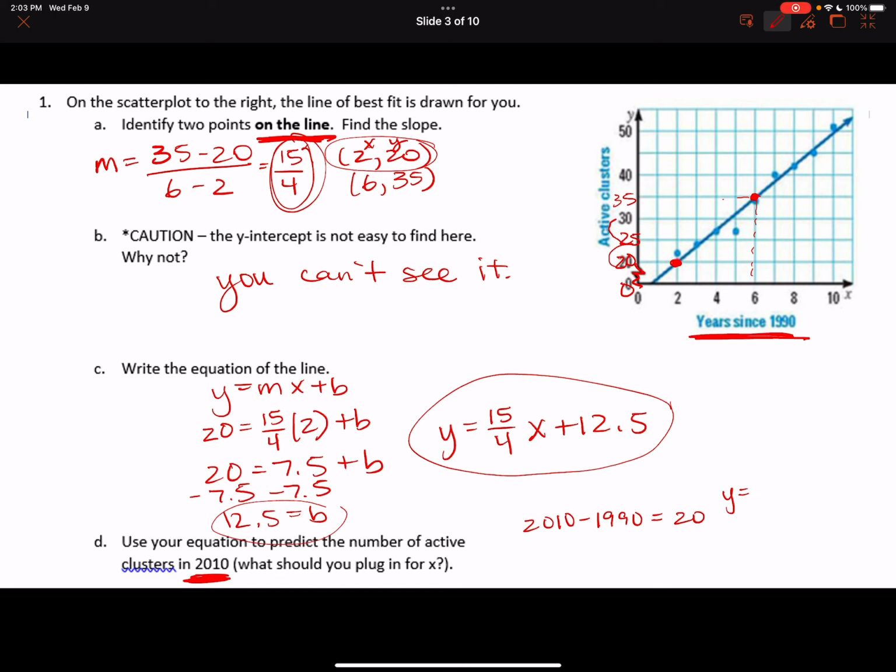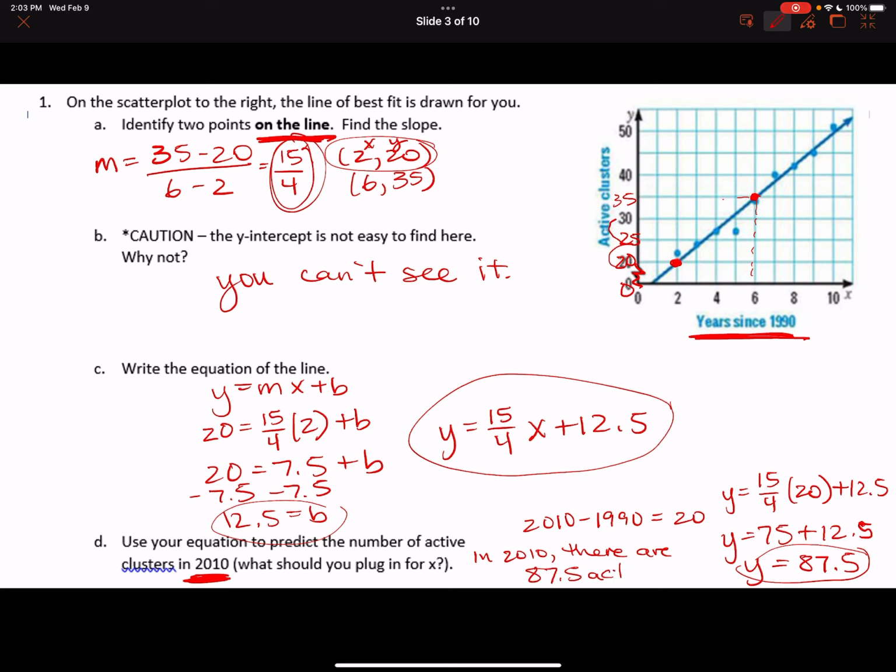So you're going to do y is equal to 15 over 4 times 20 plus 12.5. And 15 over 4 times 20 is 75. 75 plus 12.5, add them together, is 87.5. And then write a little sentence. In 2010, there are 87.5 active clusters. Make sense?